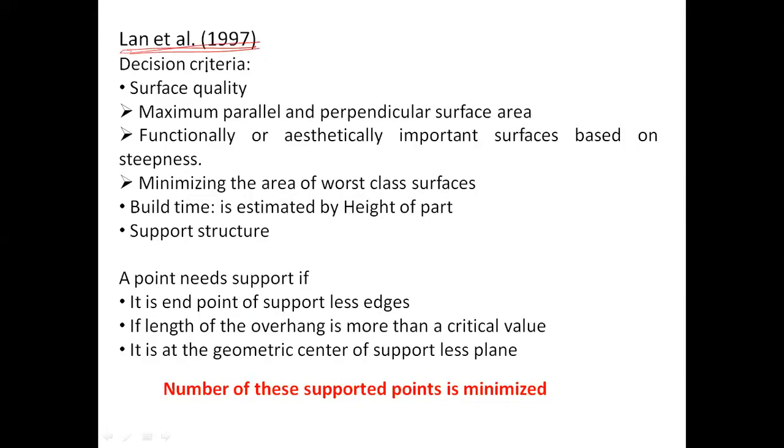So what was this model all about? The first decision criteria is surface quality. So what you do is you check for maximum parallel and maximum perpendicular surface area. Is it a functionally important surface or an aesthetically important surface? And which is the area which can be minimized according to the worst surface class.